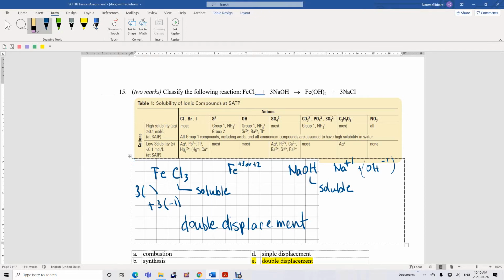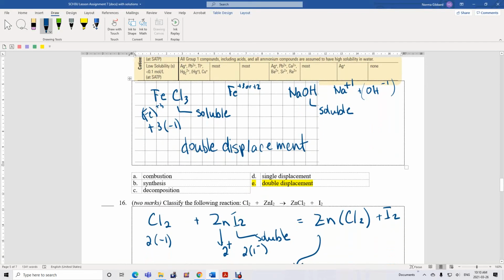This should have been Fe here, sorry. So Fe is +3. Okay, there we go. So NaOH, well again, we see that OH is soluble. So Na is +1 and OH is -1. So again, the Fe will join with the OH, the Na will join with the Cl, and this becomes a double displacement.